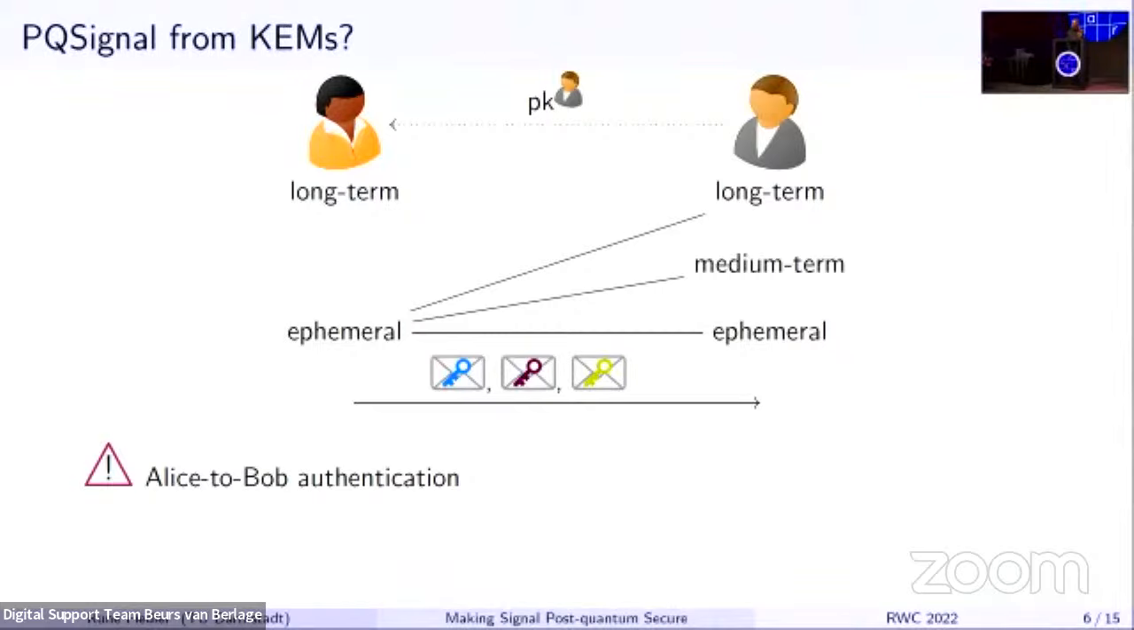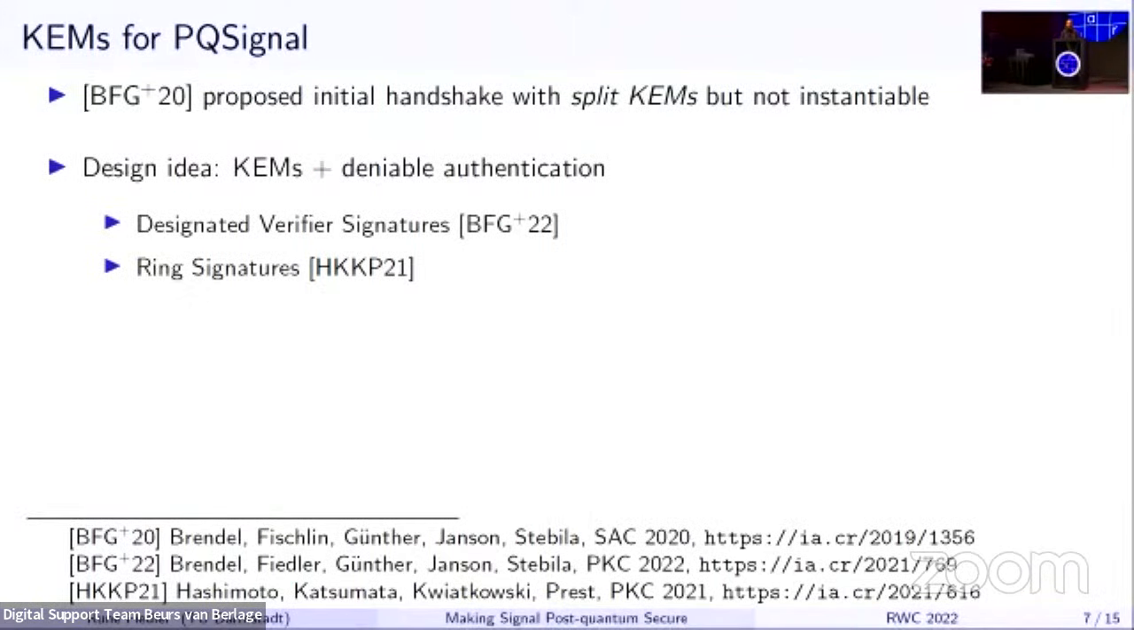So what can we do to get some Alice to Bob authentication? Maybe we can add a signature. The problem with a plain signature, though, is that it breaks deniability, because only Alice can create a signature that verifies under her public key. And as we've heard earlier, deniability is an important feature to Signal. So this approach doesn't work. However, let's keep this in mind. The idea of using key encapsulations to build a post-quantum version of the initial handshake protocol has been around for a bit, though.